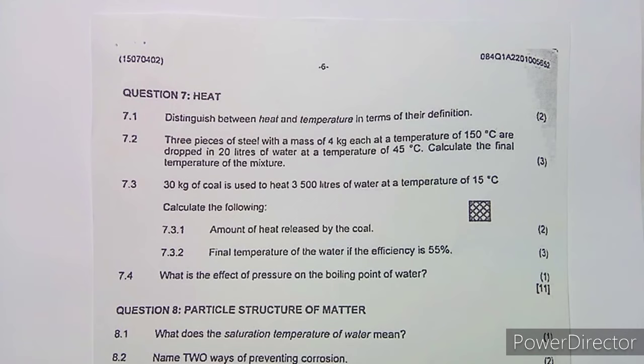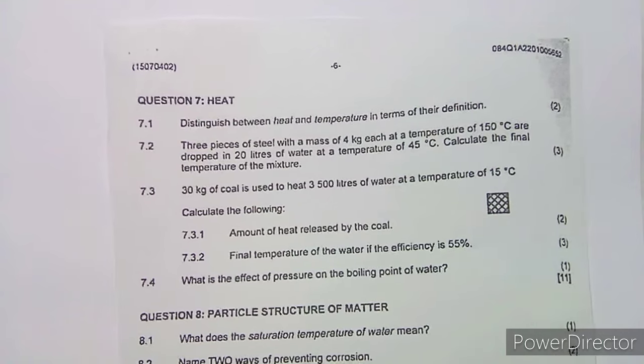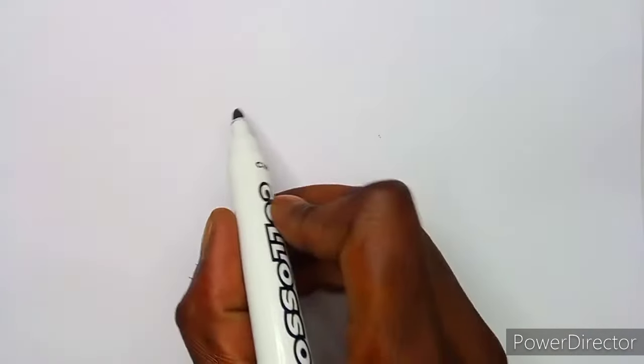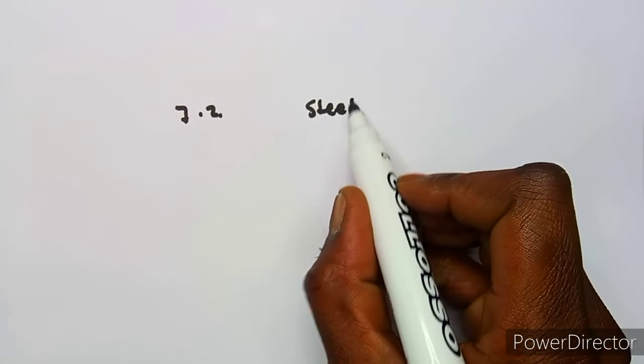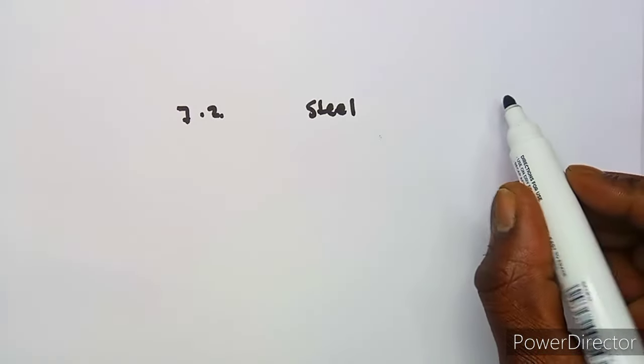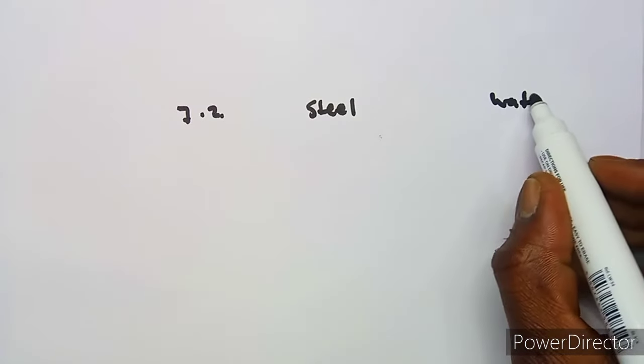So then we are given on 7.2 that we have 3 pieces of steel with a mass of 4 kgs each, with a temperature of 150 degrees Celsius, are dropped into 20 liters of water at a temperature of 45 degrees Celsius. Calculate the final temperature of the mixture, which is the combined part of the steel and the water together. So this is what we have, guys. We've got 2 things here on 7.2: these steel pieces, and we also have water here.